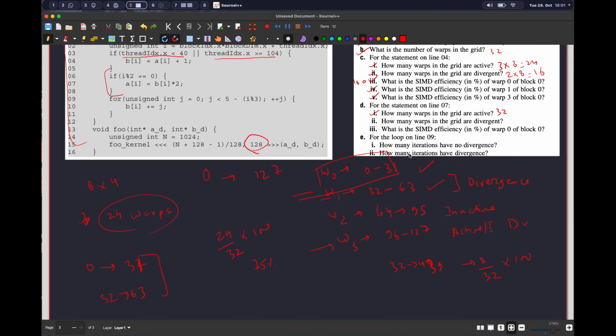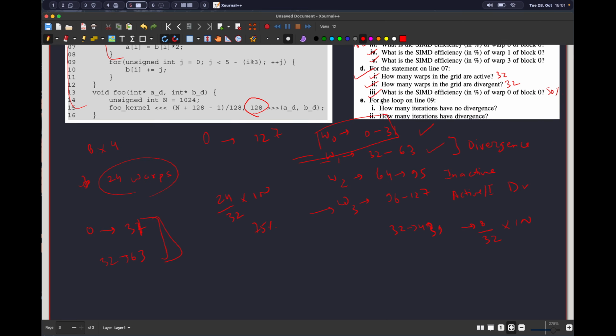How many warps in the grid are divergent? All of them will be divergent. What is the SIMD efficiency of warp 0 of block 0? It will be 50% because only half of the elements will be executed. So this part is also done.